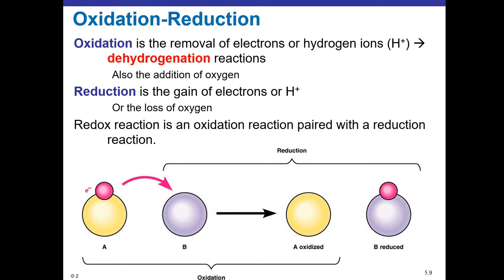So these redox reactions are always going to be coupled. In the figure here, we see A is going to donate its electrons to B. So in the process, A undergoes the process of oxidation and is oxidized, and B, in gaining the electrons, has undergone the process of reduction and is now going to be reduced.